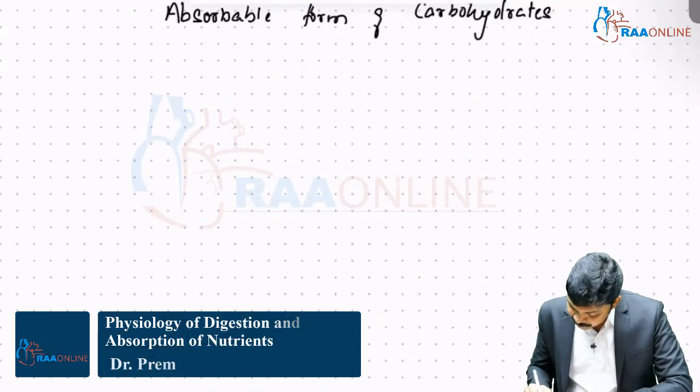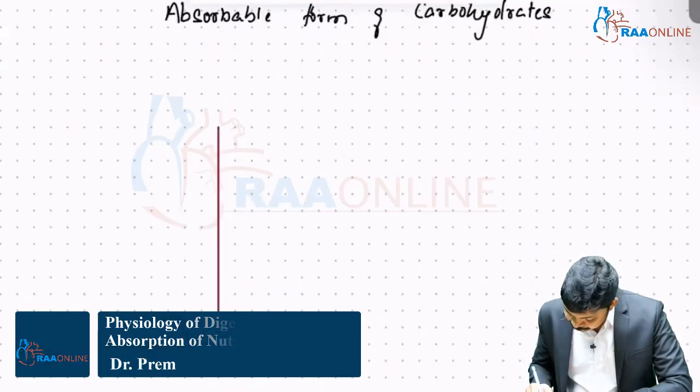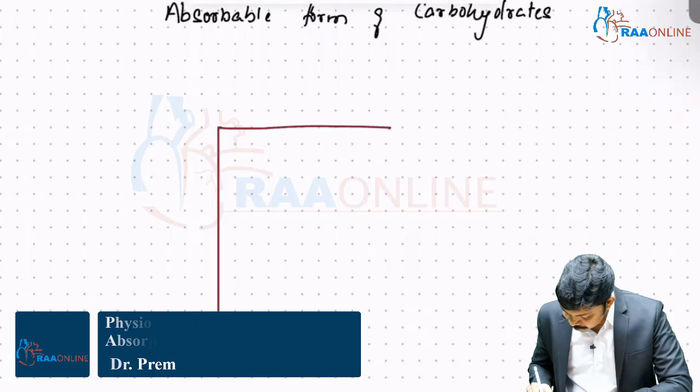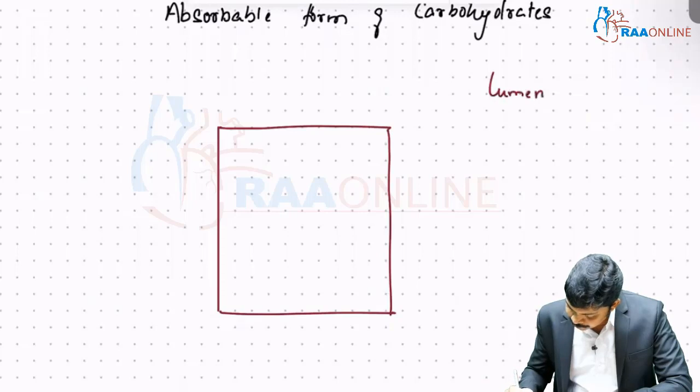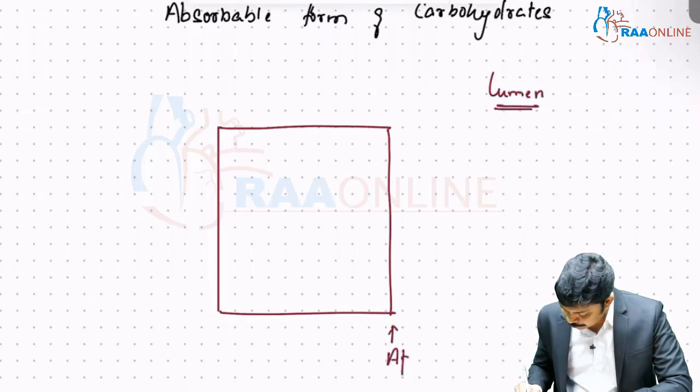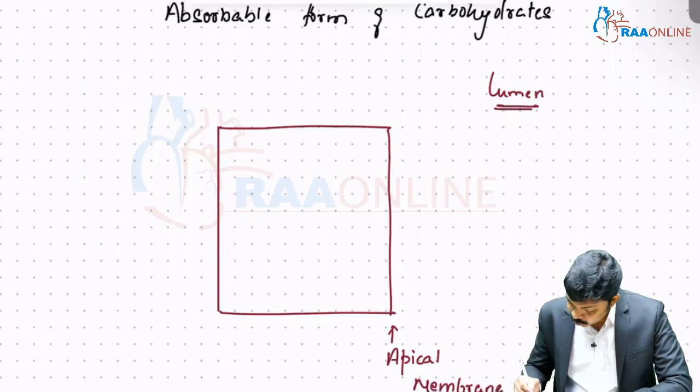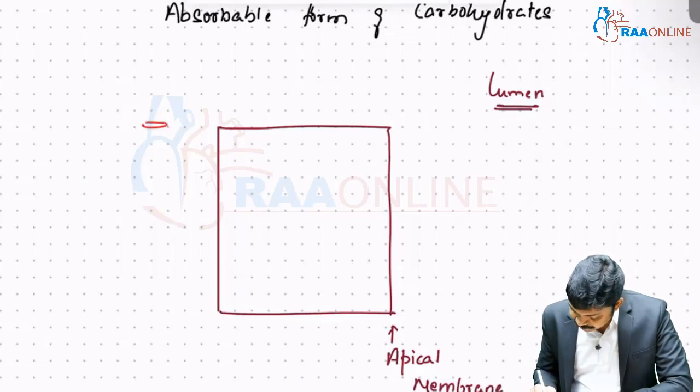Let me take you to the intestinal enterocyte here. Let's consider this as the intestinal enterocytes, doctors. On one side there is going to be lumen. The membrane facing the lumen is called the apical membrane of the enterocyte, also called the luminal membrane of the enterocyte. On the other side there are going to be blood vessels, which are nothing but villi capillaries.